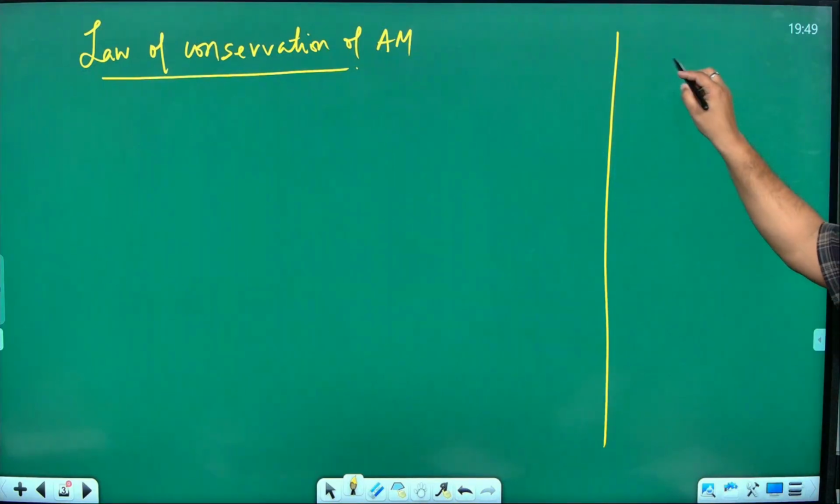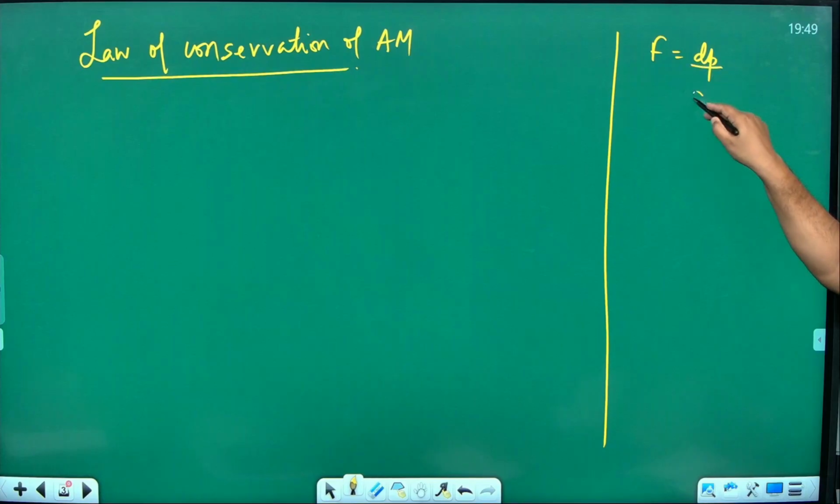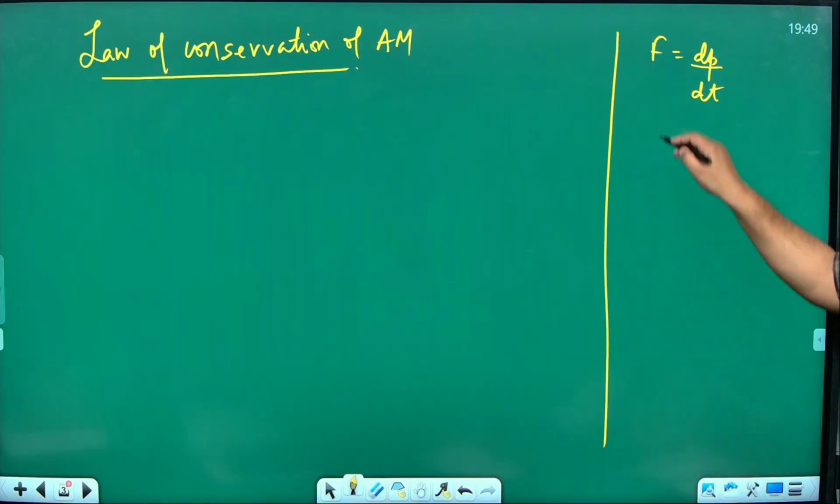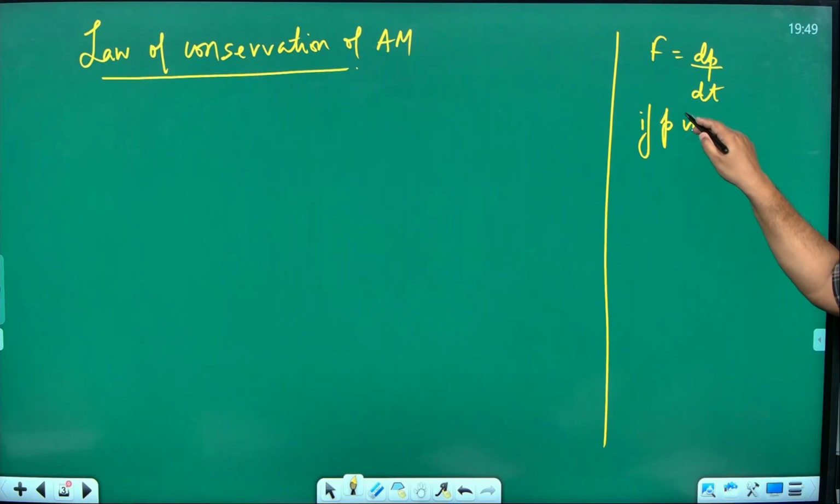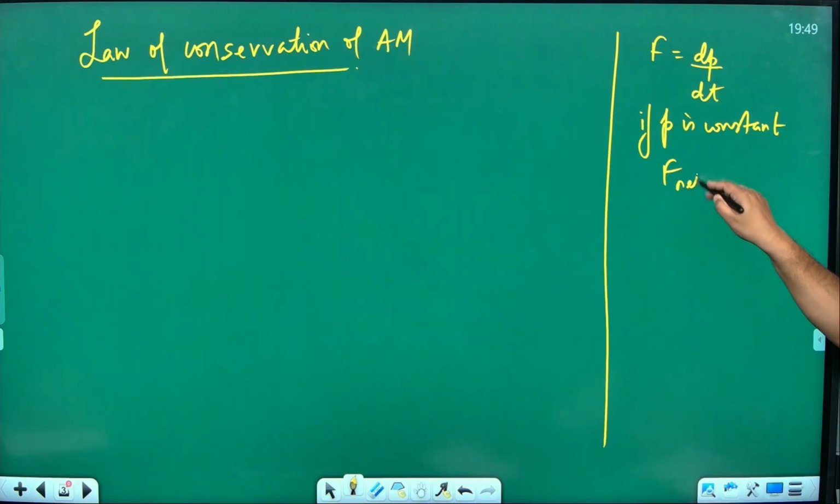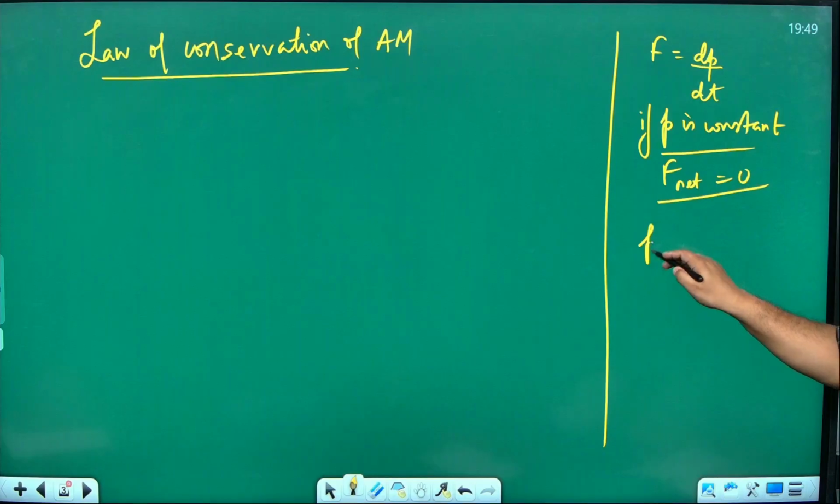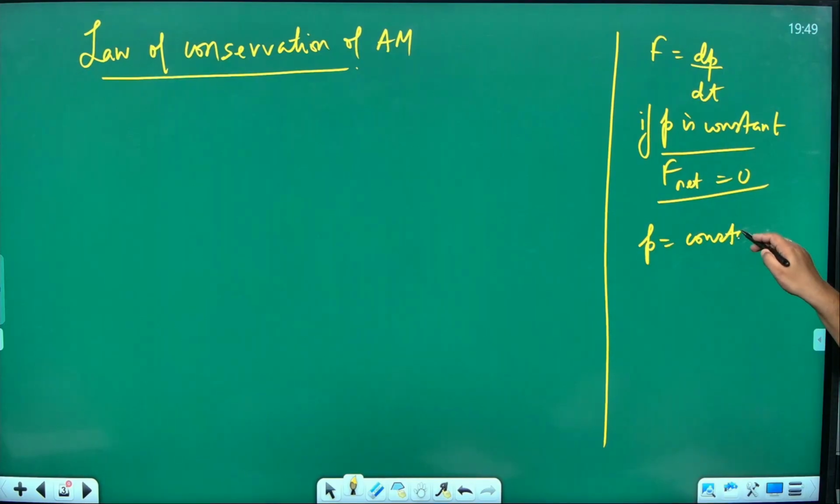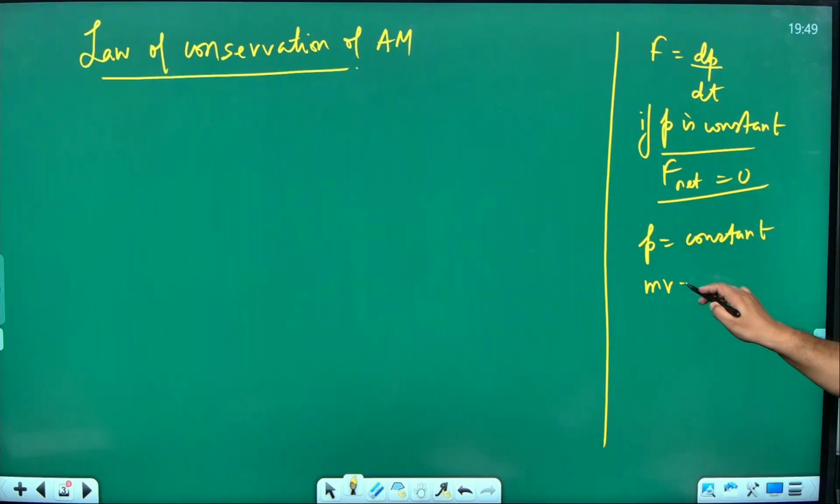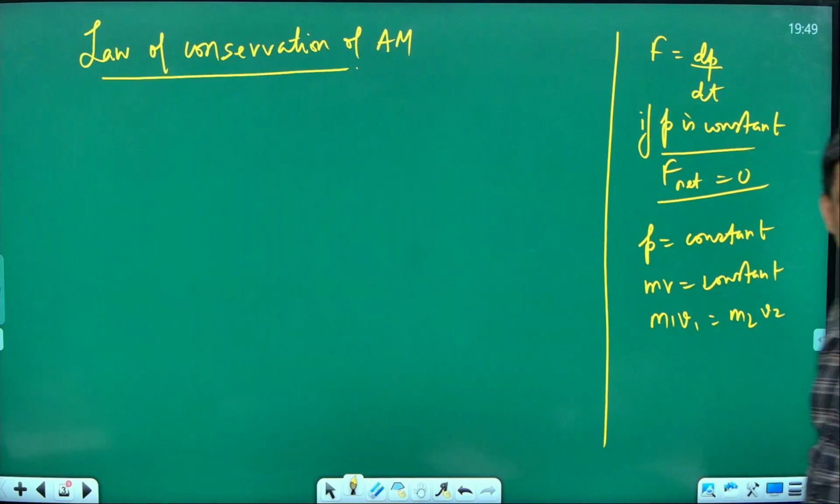How does it come? See here, Santosh, we know that F is equal to dp by dt, right? Second law of motion. If P is constant, what will be F? 0. So I can say that when net force acting on the body is 0, momentum is constant. P is constant, it means what? It means mv is constant, right? If mv is constant, it means what? m1 v1 is equal to m2 v2. That's how the formula has come itself.